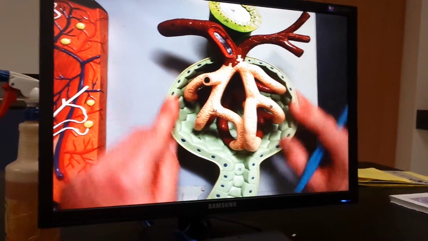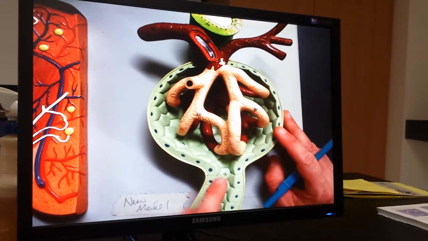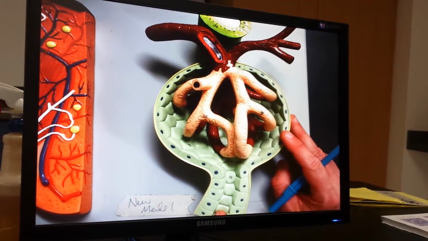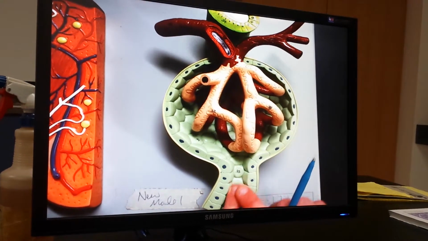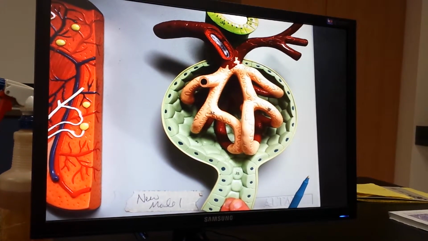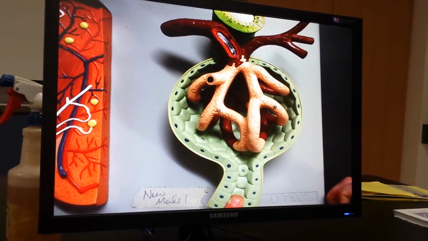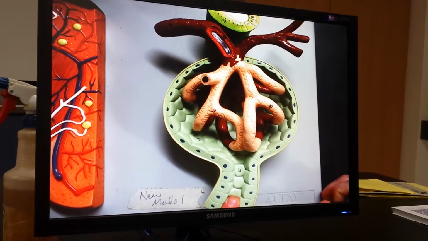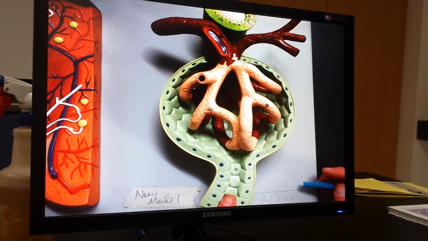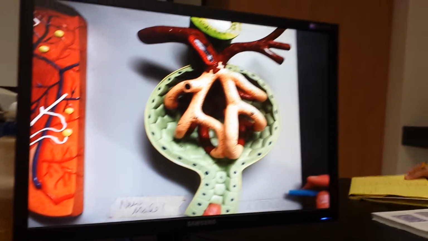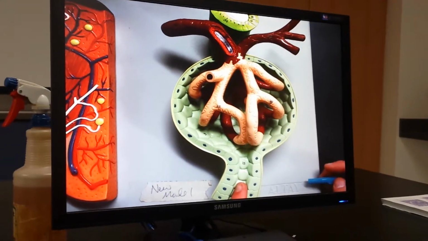Exactly. That's the glomerular capsule. Perfect. Either one's fine. And then what's this coming down through here? Glomerular capsule leads into... Taylor. We've left the blood. Perfect. That is the PCT right there. Exactly, Hope, you got it? All right, so that's the PCT right there.